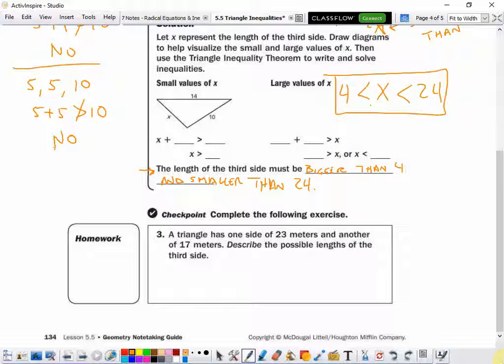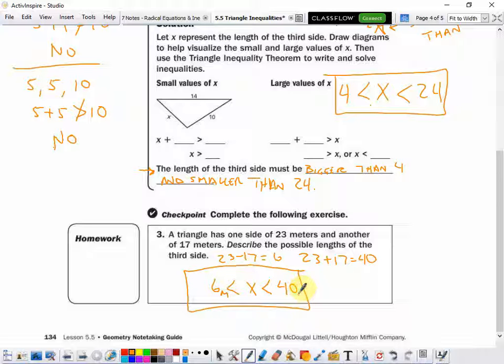So a triangle has sides of 23 meters and 17 meters. Describe the possible lengths of the third side. 23 minus 17 is 6, and 23 plus 17 is 40. That means the third side has to be bigger than 6, but smaller than 40. So x is greater than 6, but less than 40. And that is measured in meters.